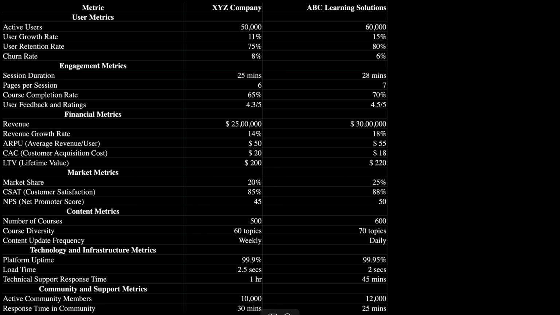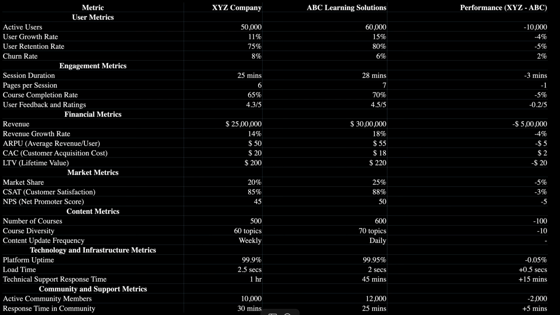Their growth rate is 18%, whereas mine is 14%. The number of topics covered: I have 500 courses, whereas they have 600. Load time: I take 2.5 seconds, whereas they take only 2 seconds. Technical support response time: mine is 1 hour, theirs is 45 minutes. So this is the comparison you need to find for all the different companies you want to compare.